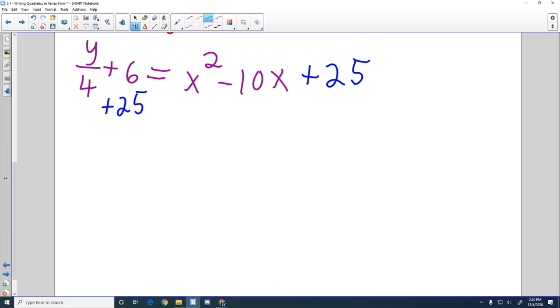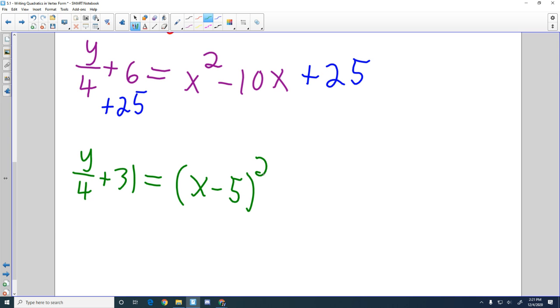All right, so let's clean this up a little bit. Y over 4 plus how much? 31. I just added the 6 and the 25 together. They're both like terms. Equals, hey, what's the right side look like now? Remember, we're going to put that in vertex form. What's that going to be? X minus 5 squared. Good.